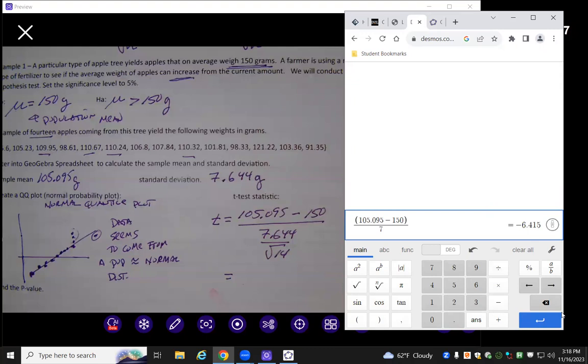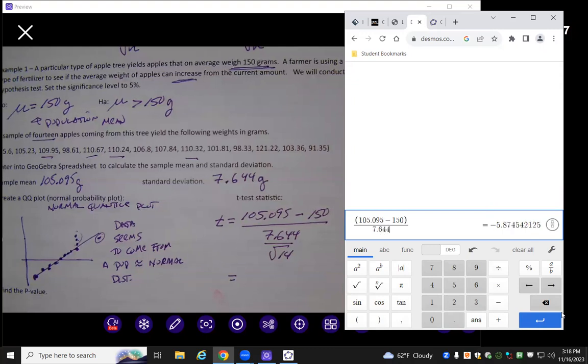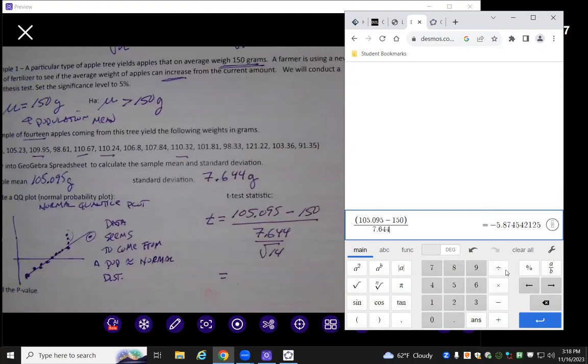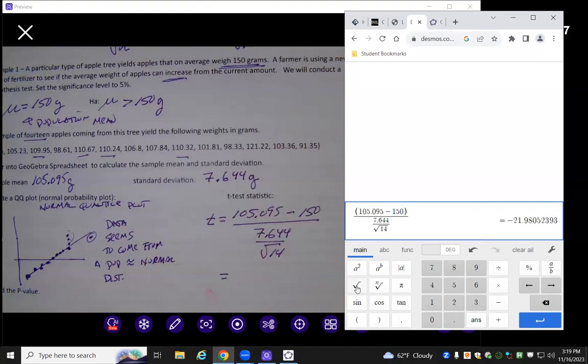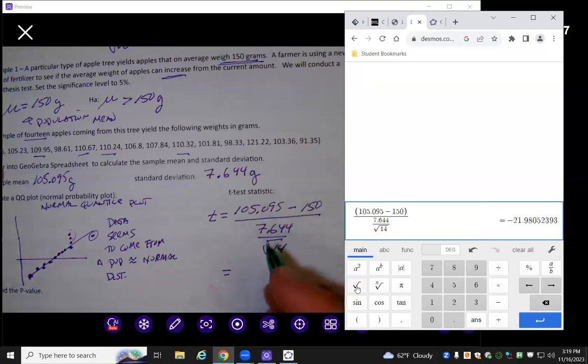Then I'm going to enter 7.644, and again I will hit the divide button. I'll do that here just so you can see it, and it creates this. And I'm going to take the square root. I can click the square root button and type 14, and I see that my result is negative 21.98.